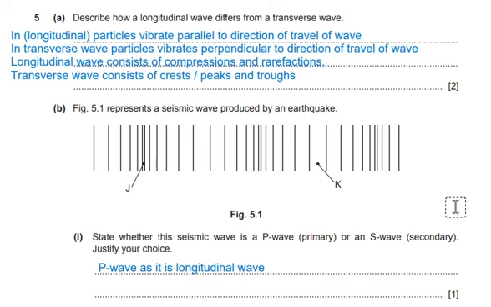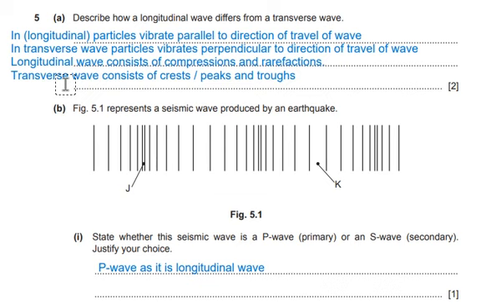In a longitudinal wave, the particles vibrate parallel to the direction of travel of the wave, and in a transverse wave, the particles vibrate perpendicular to the direction of propagation of the wave. We can also mention that in a longitudinal wave we have compressions and rarefactions, while in a transverse wave we have crests and troughs. You can also mention here that the longitudinal wave needs a material medium.